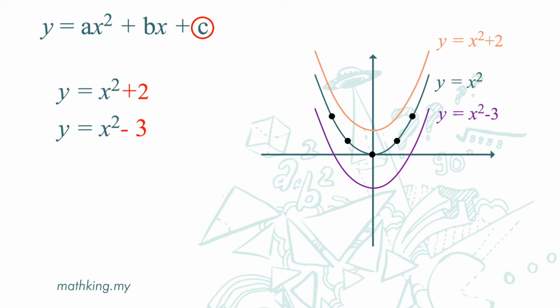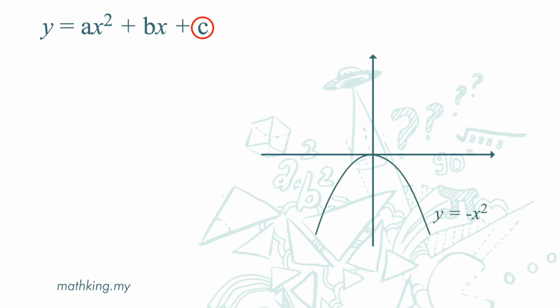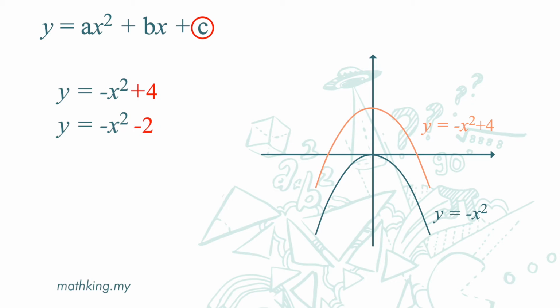The same thing happened for the quadratic function that is inverted. If we have y equal negative x squared plus 4, then this whole graph will be moved upwards by 4 units. If we have y equal negative x squared minus 2, then this whole graph will be moved downward by 2 units.